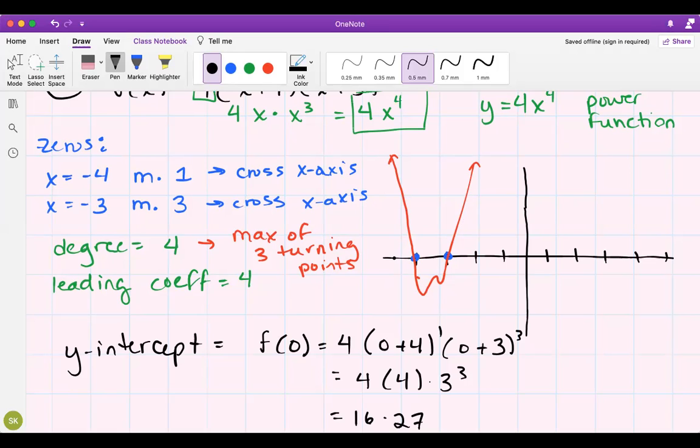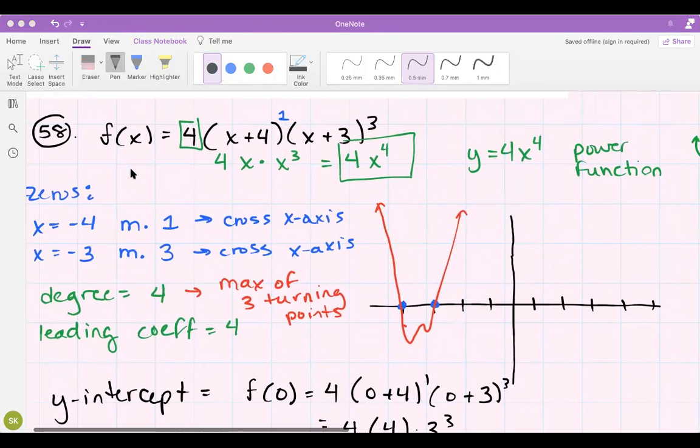We know it could have one turning point or 3. And we know that this is going up here and this is going up. So let's see what the actual graph looks like. I am going to pull up some graphing software. So give me just a second. And again, remember that the idea is to sketch a graph. So we don't have to be perfect with this.